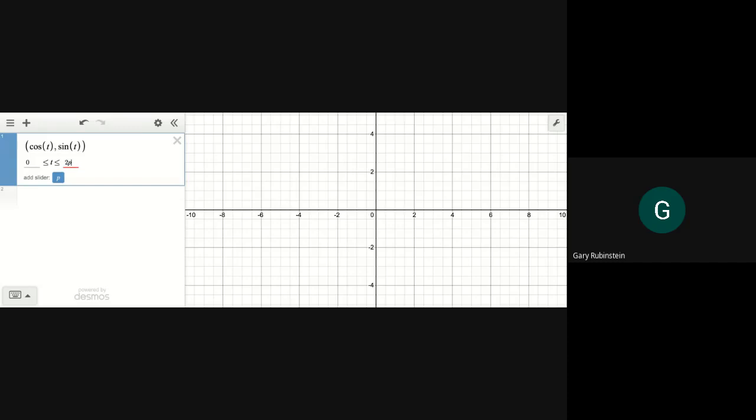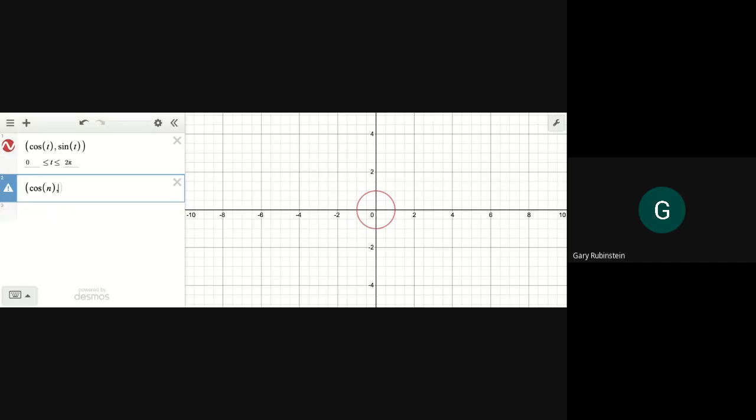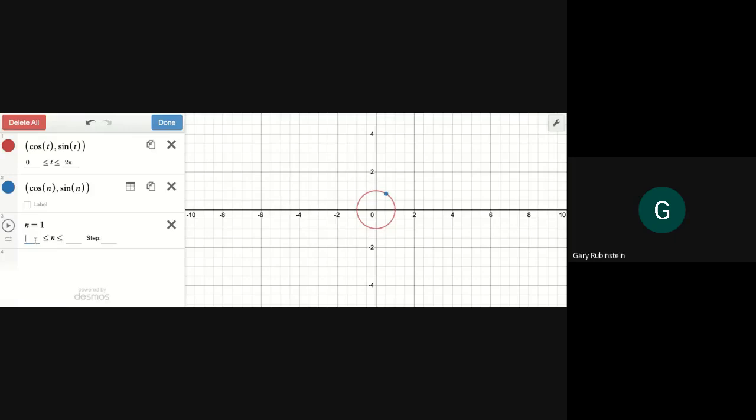But what you don't see is the order that the circle got graphed in. In order to do that, you have to actually not use t, but use some other variable like cosine n, comma sine n. And that one lets you add a slider. When it's t, it assumes it's a parametric equation. But for this one, you add a slider, and you click on the gear here, and you make the slider from 0 to 2 pi, step 0.01 or something like that.